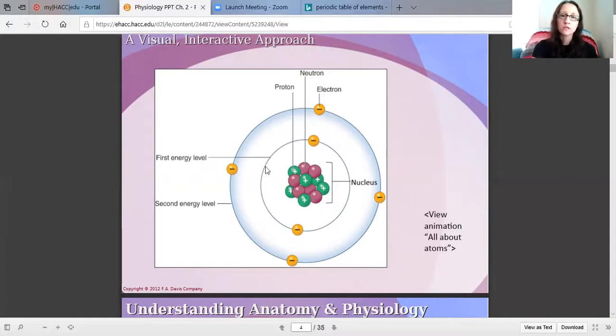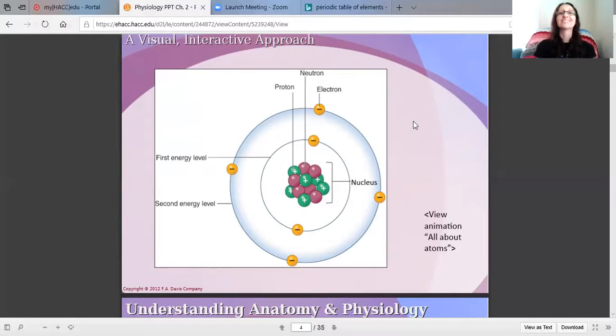So the first shell or energy level is called a valence shell. The only reason I bring that up is because we have a type of bond called covalent, and that's going to make more sense now that we know that this is a valence shell. The first energy level, or first valence shell, can only ever hold 2 electrons, just 2. So no matter what element it is, the first valence shell is only ever going to hold 2 electrons. After that, every other shell can hold more.